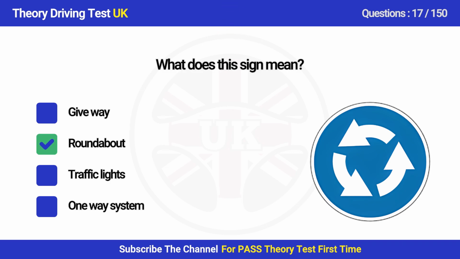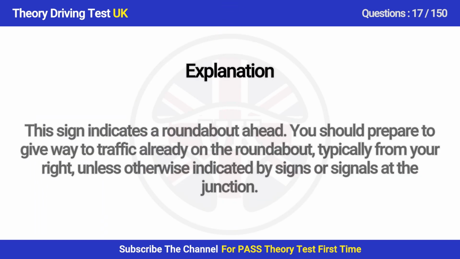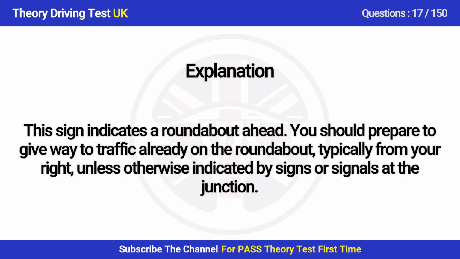Answer is B. Roundabout. This sign indicates a roundabout ahead. You should prepare to give way to traffic already on the roundabout, typically from your right, unless otherwise indicated by signs or signals at the junction.